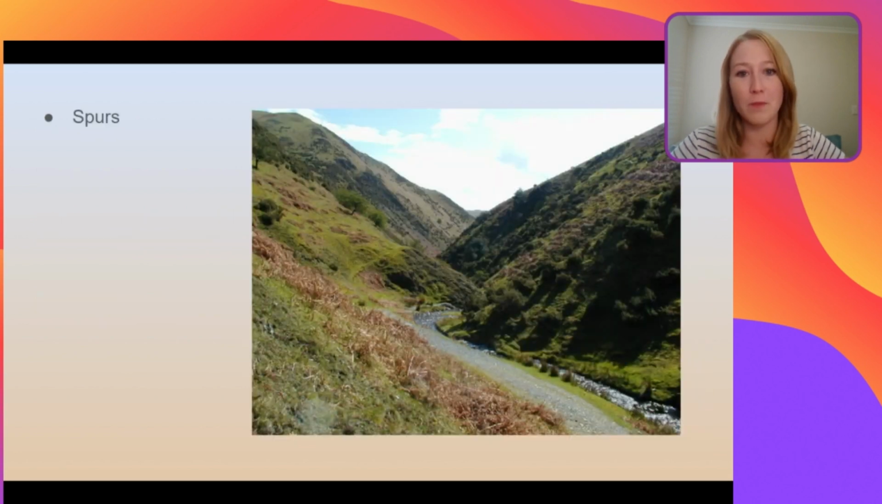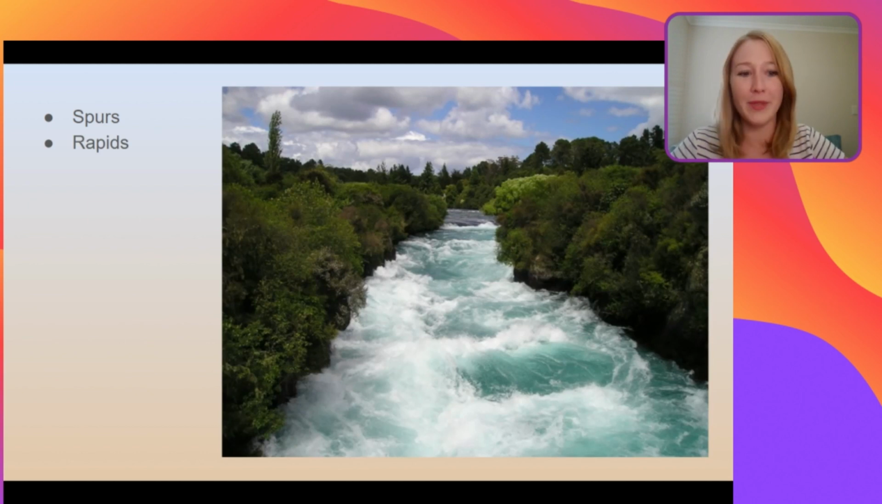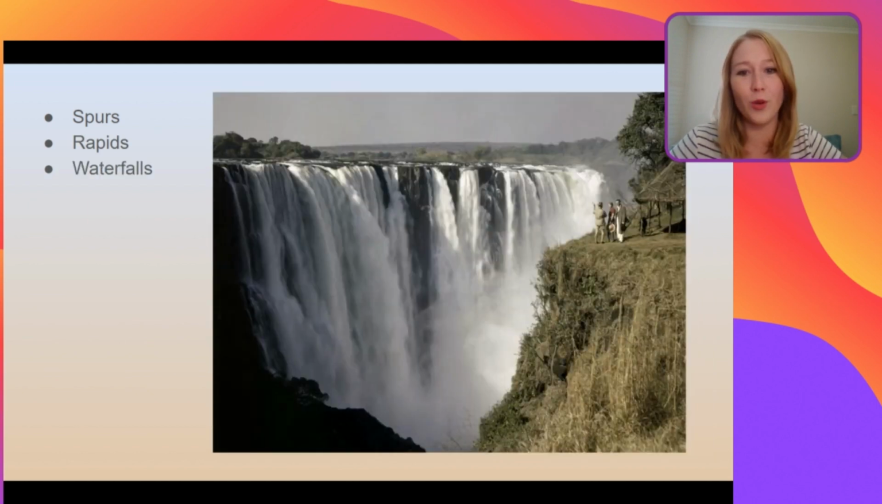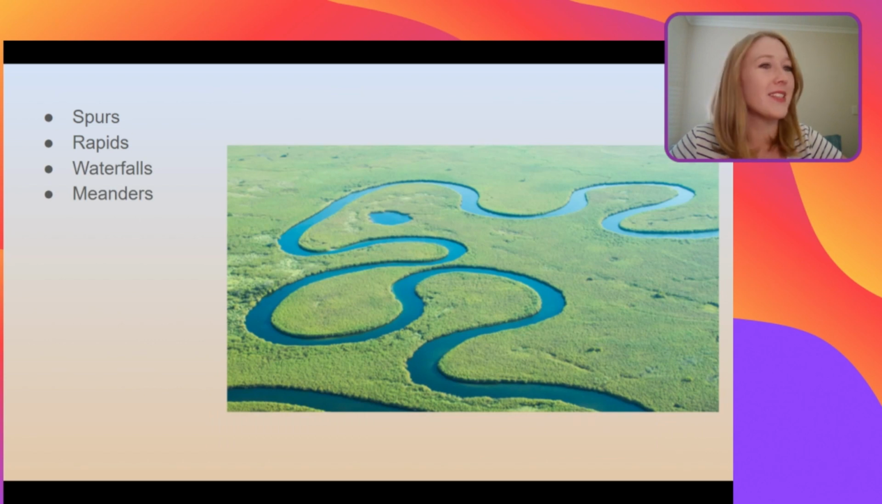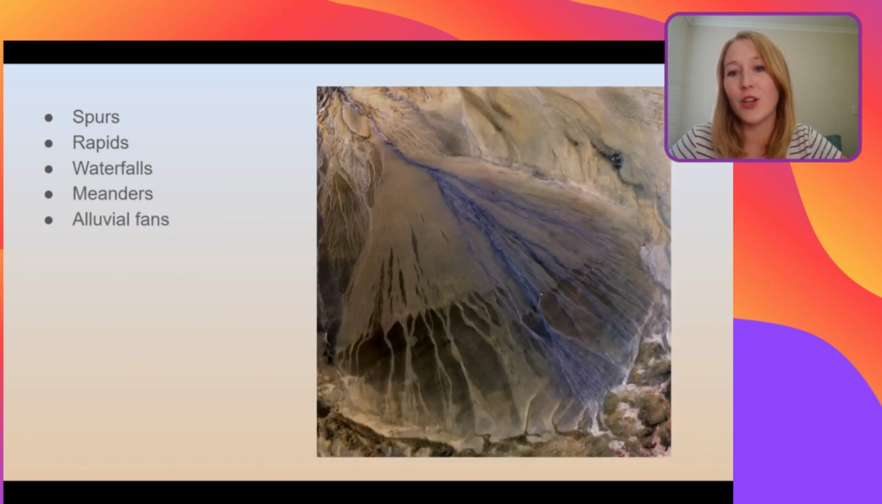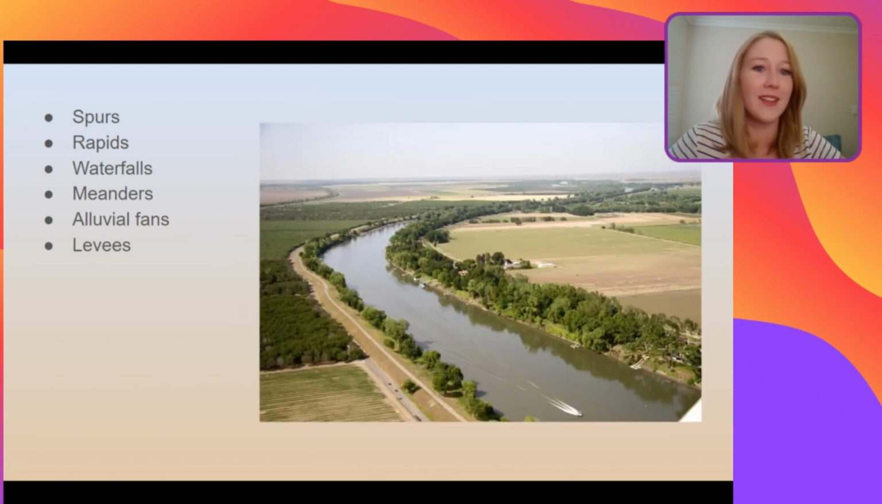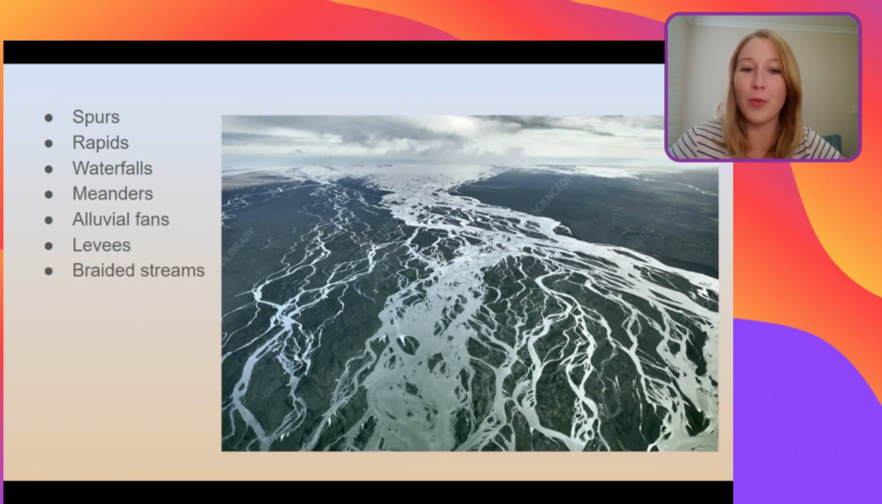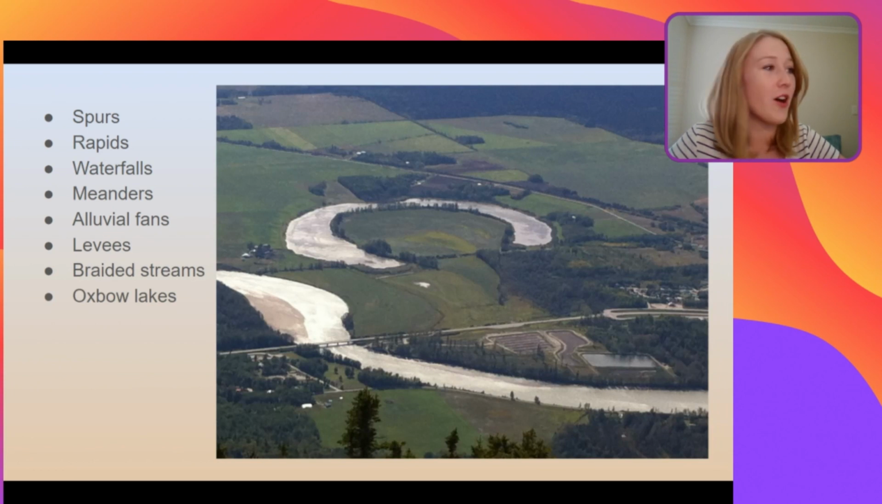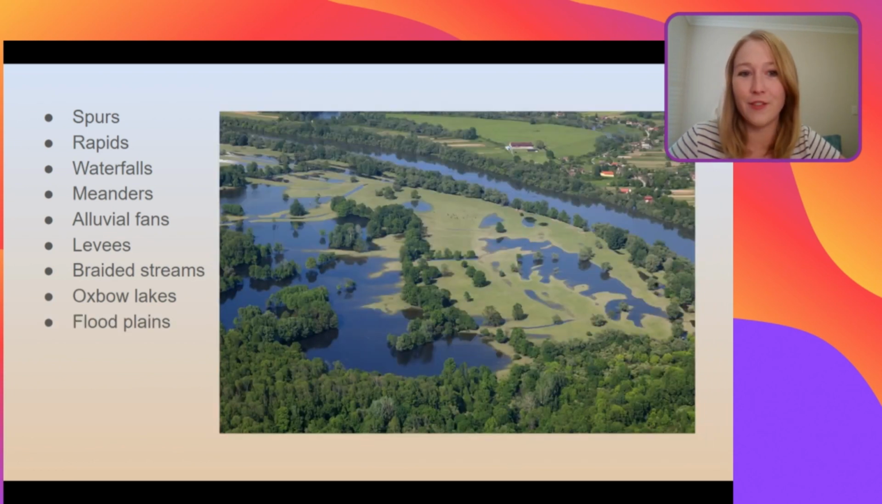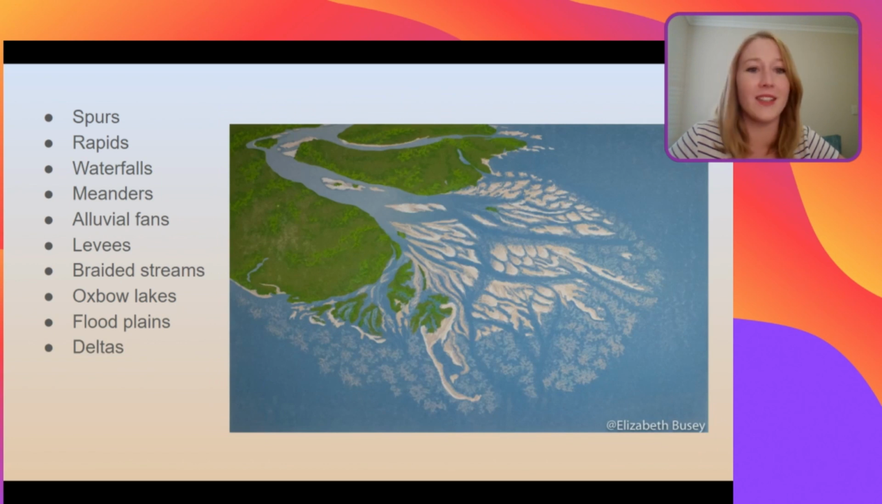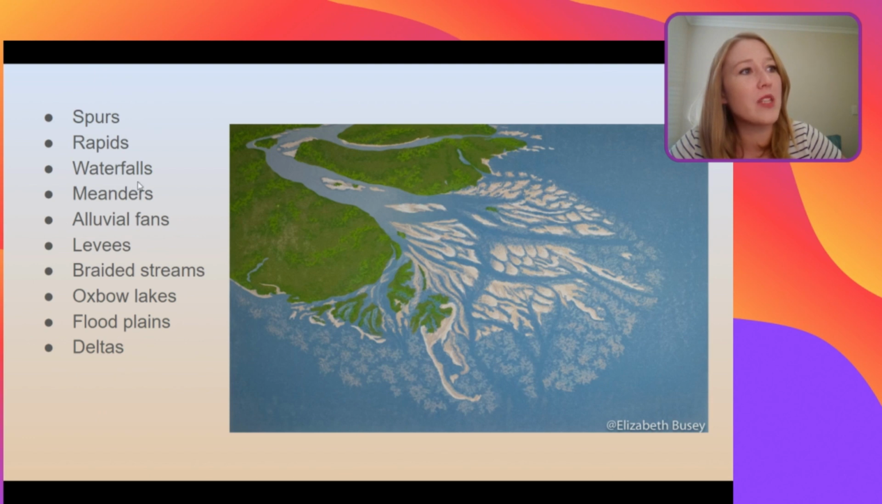Okay, so we've got spurs, rapids, waterfalls, meanders, alluvial fans, levees, braided streams, oxbow lakes, floodplains, and deltas. So this I've listed as coming down the river profile. So up here by the spurs, rapids, and waterfalls, this is what you can expect to find in the upper course.